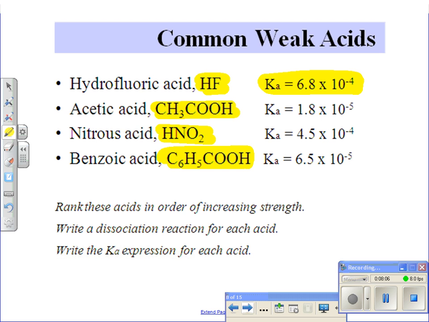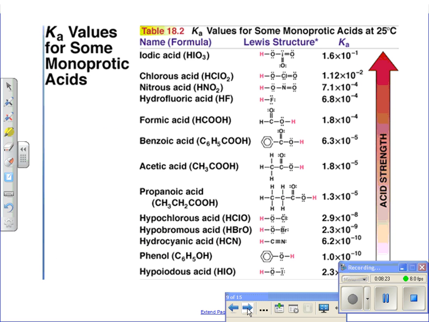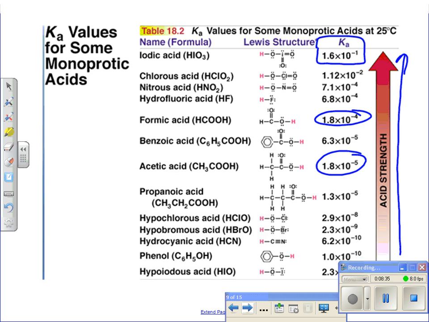How do we rank these according to strength? We do it by the Ka value. The larger the Ka, the stronger the acid. So if you look right here at the Ka values, this acid has the highest Ka value, therefore this would be the strongest. As you go from the bottom of the table to the top, notice acid strength increases as the value of the Ka increases. The equilibrium constant for the acid is known as Ka.